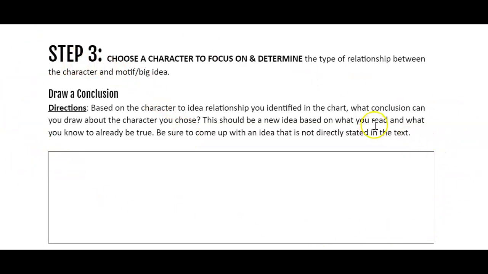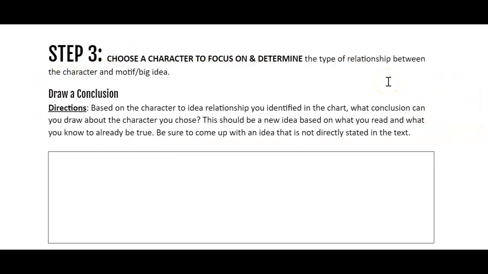So here are the directions. It says, based on the character to idea relationship you identified in the chart, what conclusion can you draw about the character you chose? This should be a new idea based on what you've read and what you know already to be true. Be sure to come up with an idea that is not directly stated in the text.